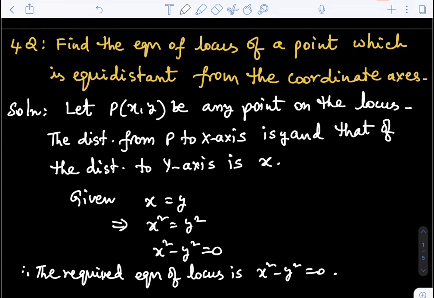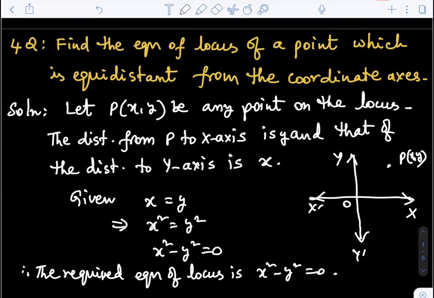I have explained this by taking a diagram in the previous video: take a coordinate plane and a point P in it. This point P is at a distance of y units from the x-axis and at a distance of x units from the y-axis.